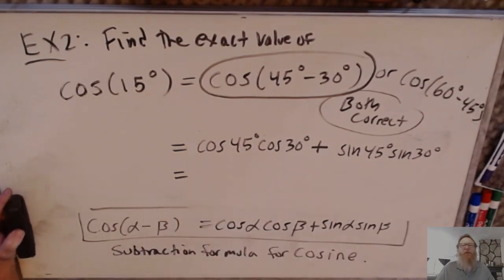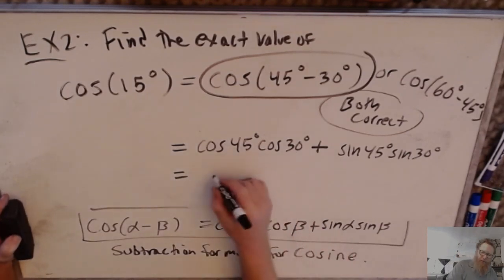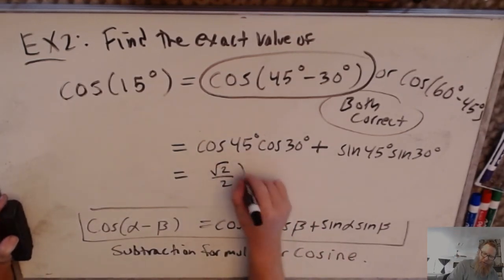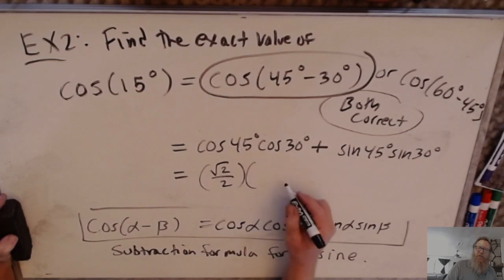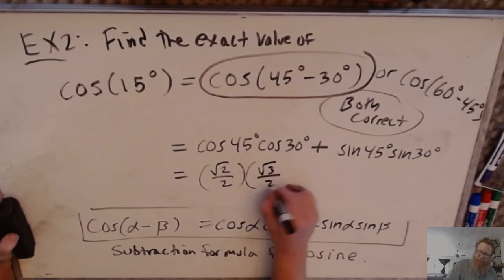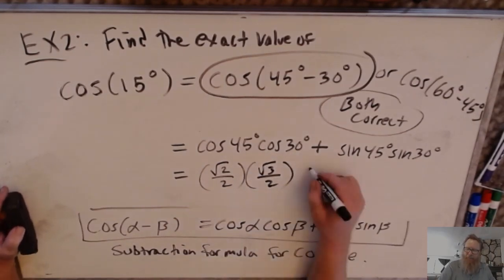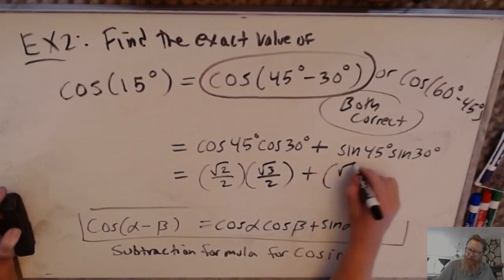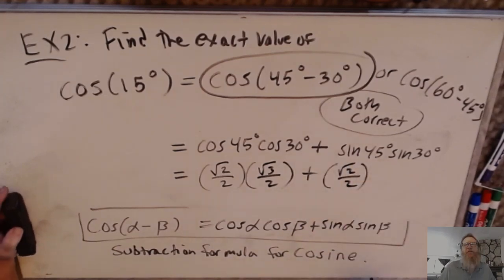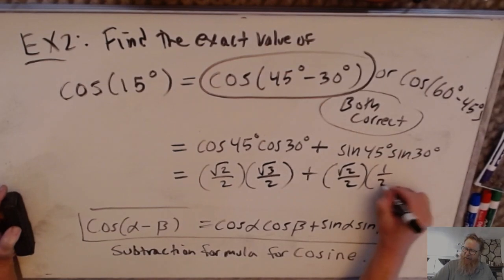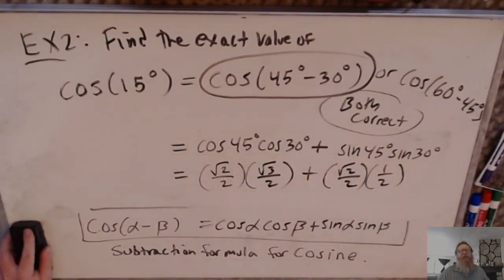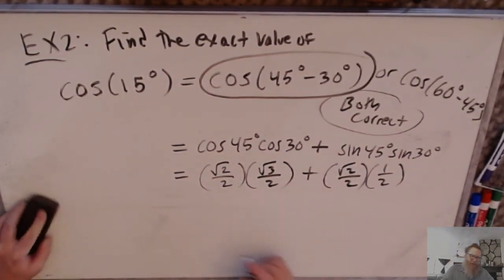I'm going to spare you all the details. You know what cosine and sine are now. We just did it. So cosine of 45 is root 2 over 2. Cosine of 30 was root 3 over 2. Sine of 45 was root 2 over 2. Sine of 30 is 1/2. And you're probably not too surprised.